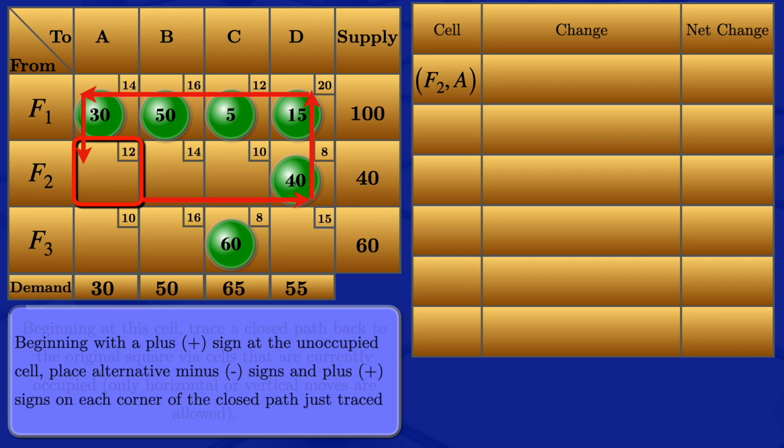Beginning at this cell, place a positive sign, and then place alternate signs at each corner of the traced path. In this case, we place a negative sign in this cell, a positive sign in this one, and a negative sign in the last cell.